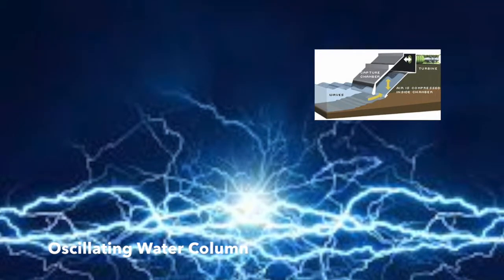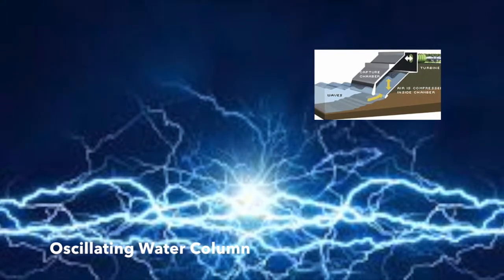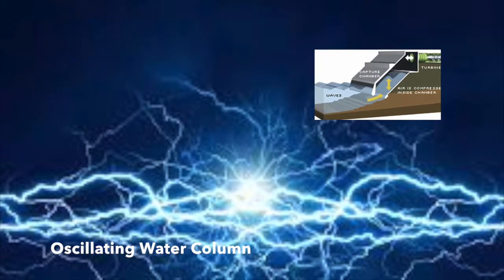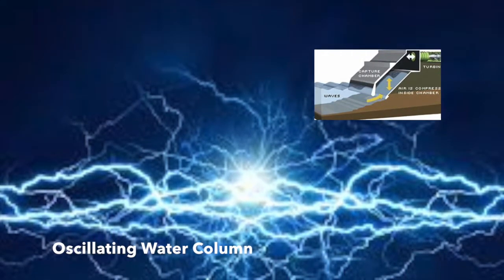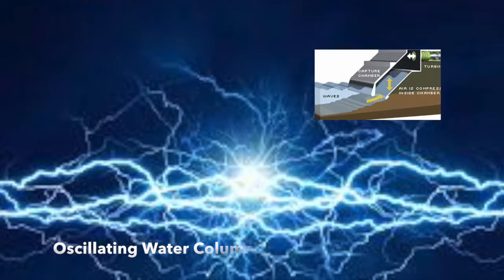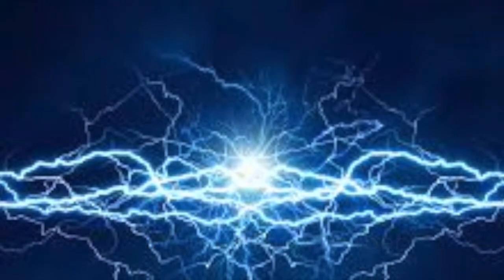Waves enter and exit a partially submerged collector from below, causing the water column inside the collector to rise and fall. The changing water level acts like a piston as it drives air that is trapped in the device above the water into a turbine, producing electricity with a coupled generator.